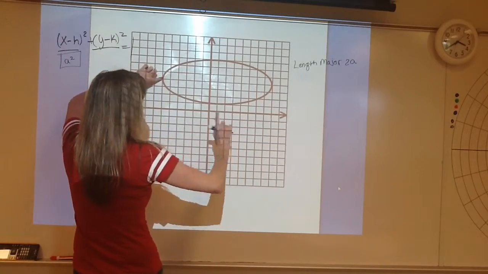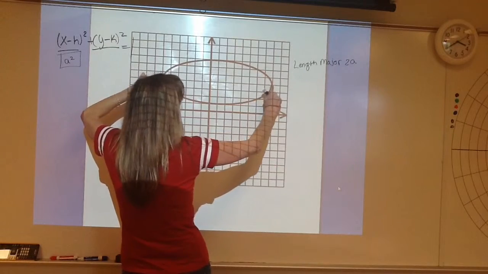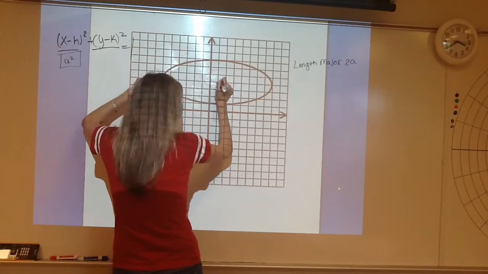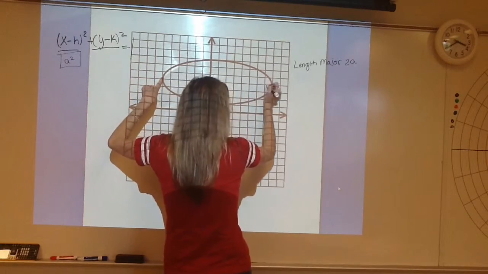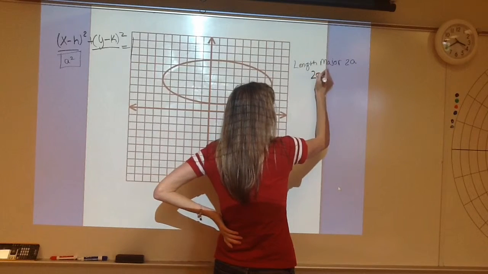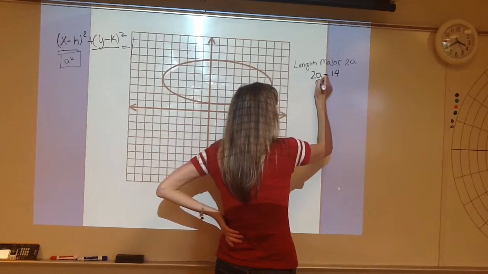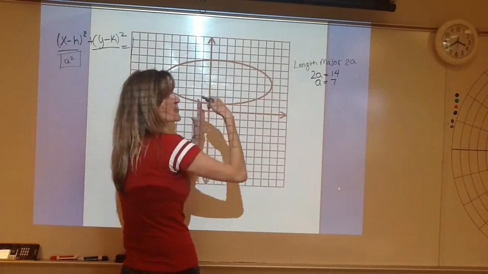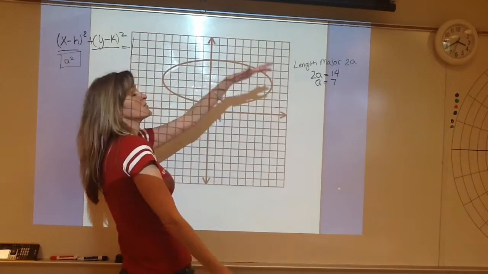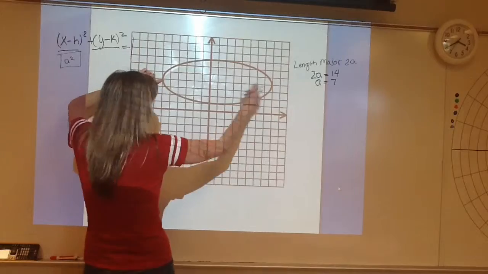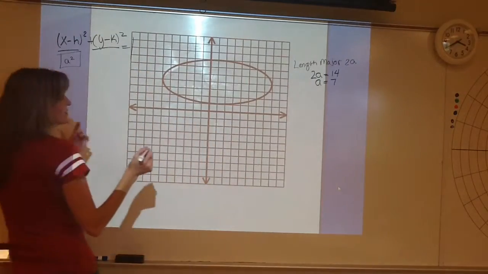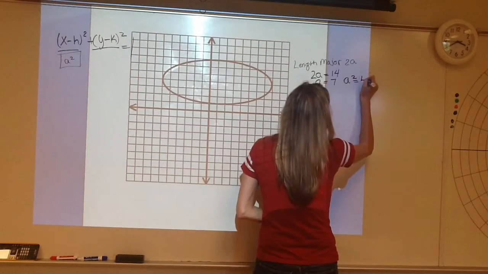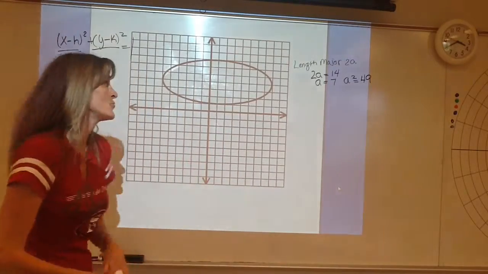So I'm going to go furthest to the left that I can go and count how many units all the way to the furthest right. So I'm going to count 1, 2, 3, 4, 5, 6, 7, 8, 9, 10, 11, 12, 13, 14. So I know 2a equals 14, so a equals 7. That means 7 units from the center to the right, 7 units from the center to the left. So I can find the center pretty easy that way too. All right, so I know a squared, which is going to be one of my denominators, is 49. 7 times 7 is 49.